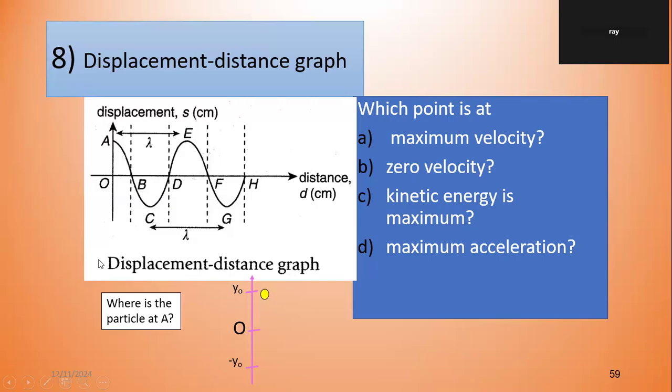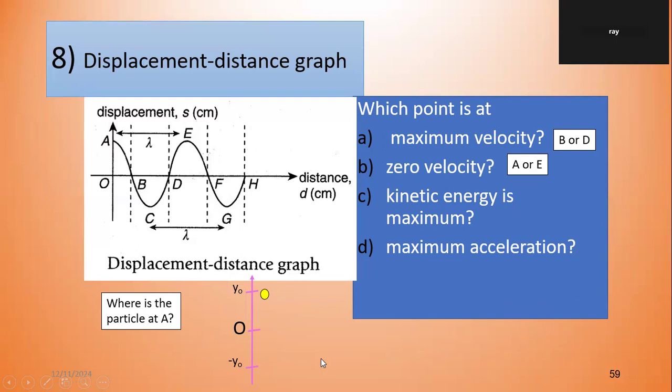In terms of vertical motion, A is at the top there, so it can be B, can be D. We are interested in magnitude only, not direction. The maximum velocity is at D and H. For zero velocity, it should be A or E, or it can be C and G.